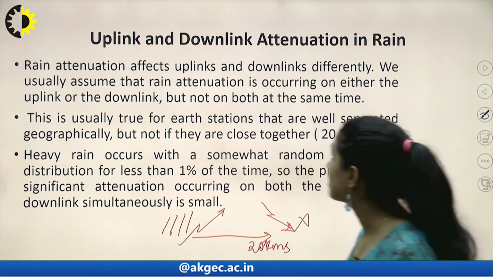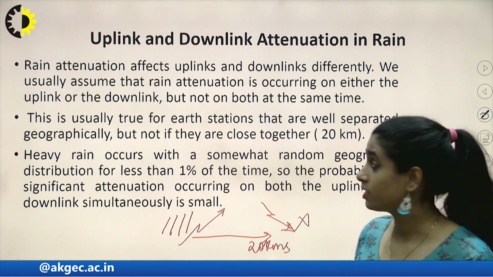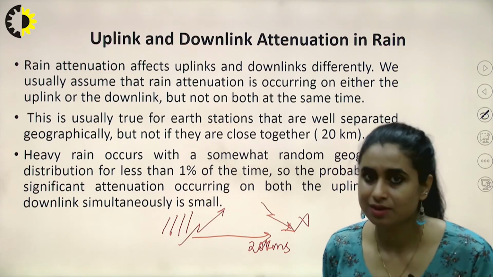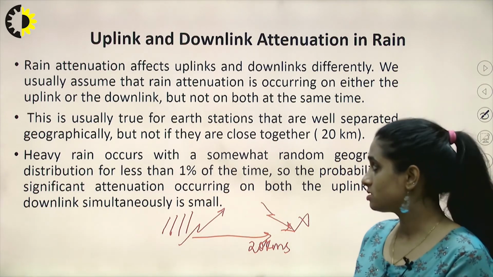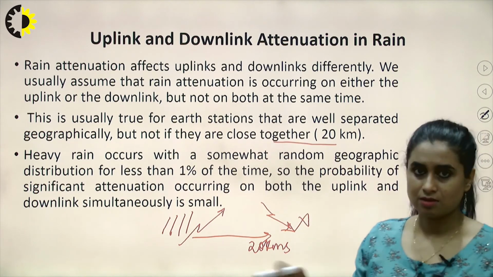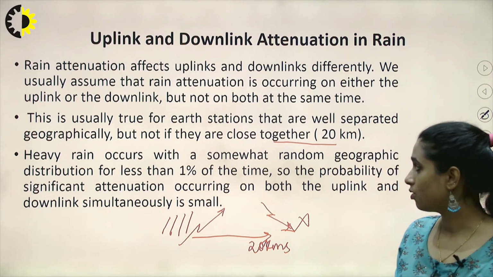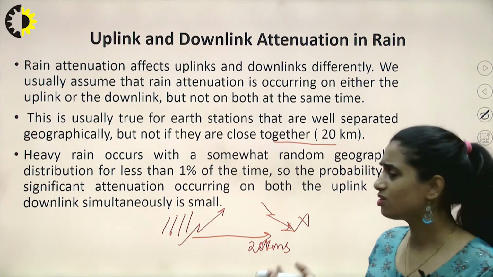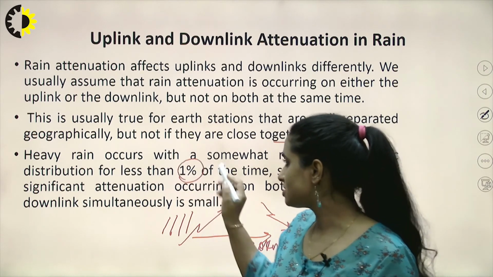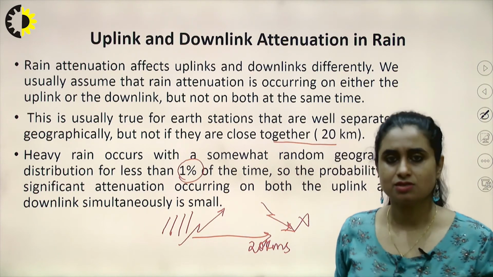Rain attenuation affects uplink and downlink differently. We usually assume that rain attenuation is occurring on either the uplink or the downlink, but not on both at the same time. True? This is usually true for earth stations that are well separated geographically, but not if they are close together, that is approximately 20 kilometers, right? Heavy rain occurs with somewhat random geographic distribution for less than 1% of the time, right? So, here also there are chances of error if we go by this theory, but the chances of error are less than 1%, which is tolerable.